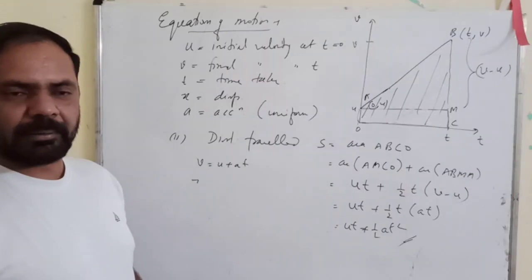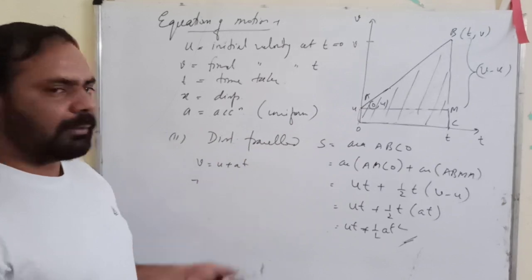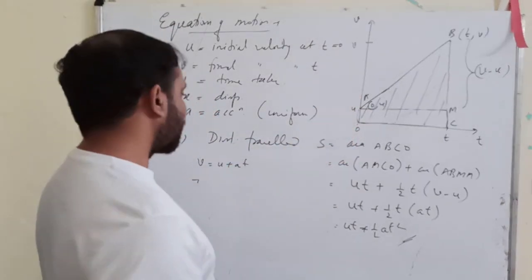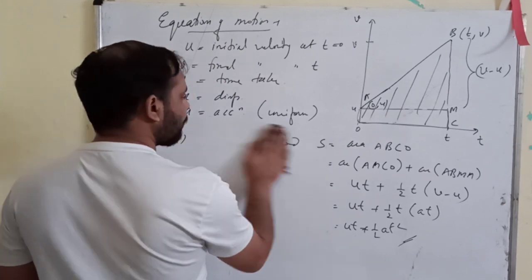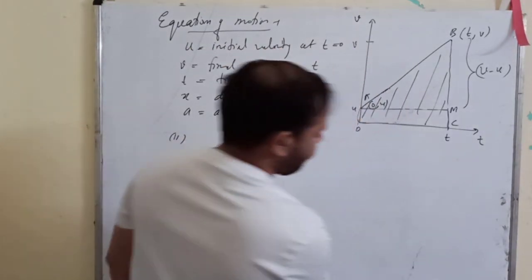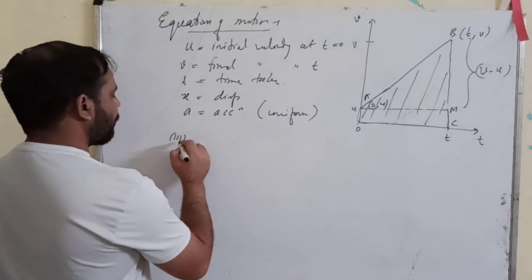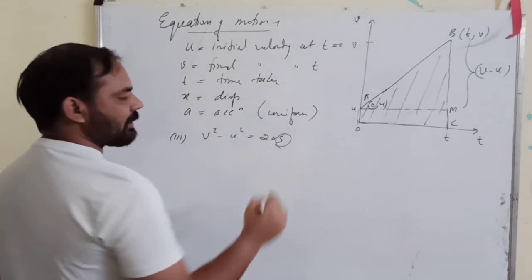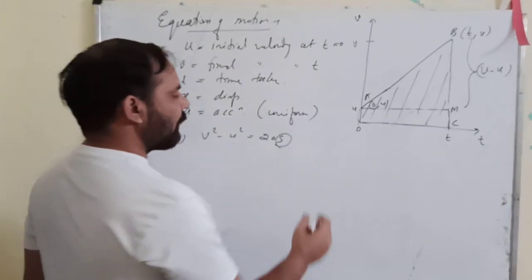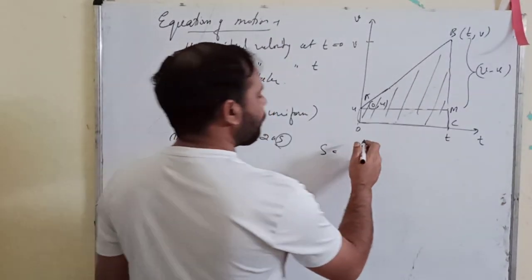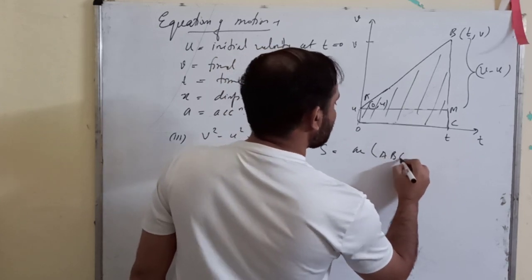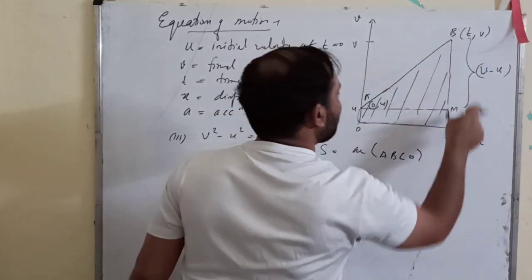So graphically we obtained the second equation. Now the third one is V square minus U square equals 2AS. Again it is related to the distance. Now again S is equal to the area, you can say ABCO, this complete area.